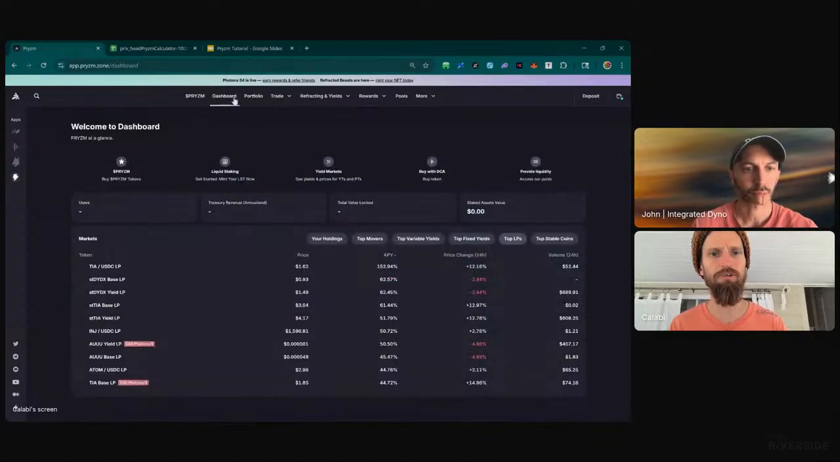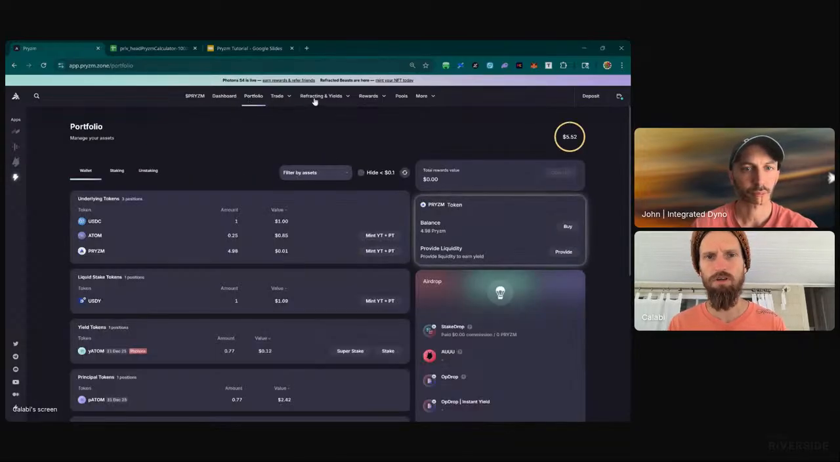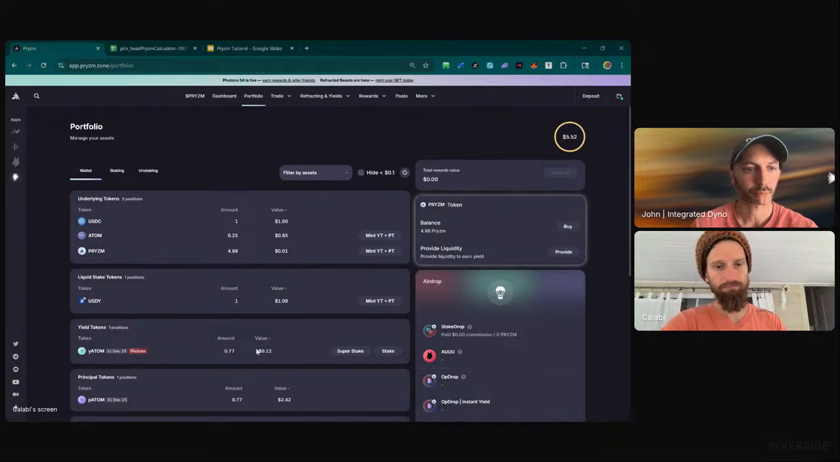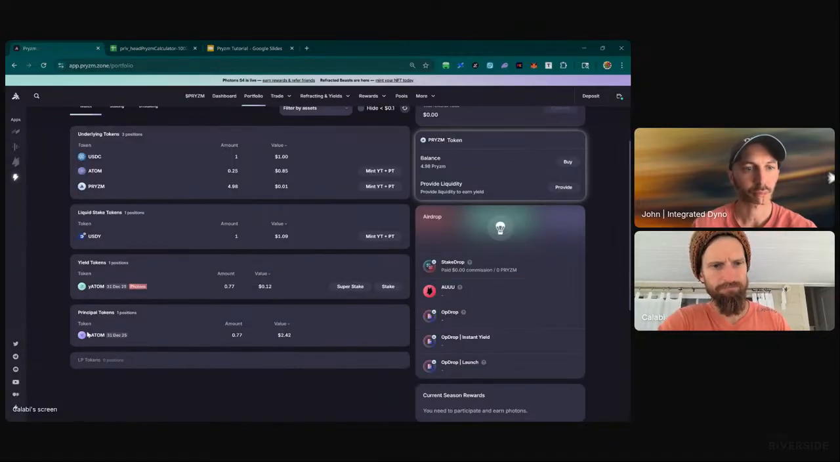Let's go back over here. Okay, so now we refracted. This is the portfolio page. You can see we have our Y atom here. This is based off using 75% of the funds. And then we have our P atom. So there's a couple things you could now do with this strategy.